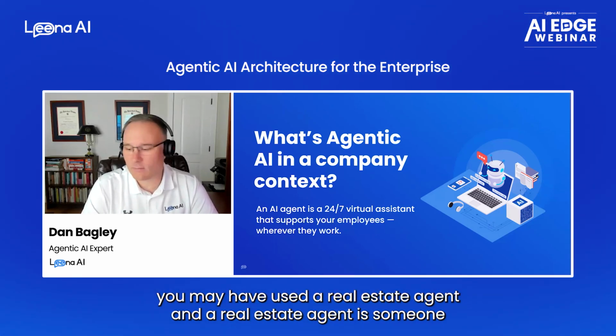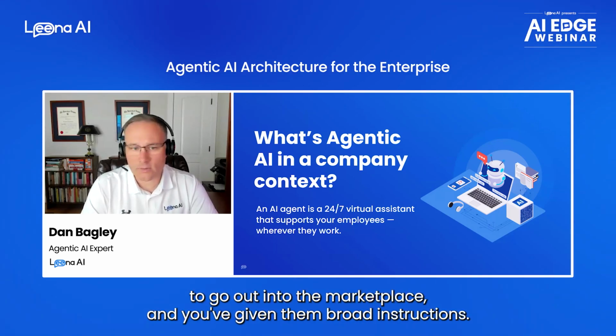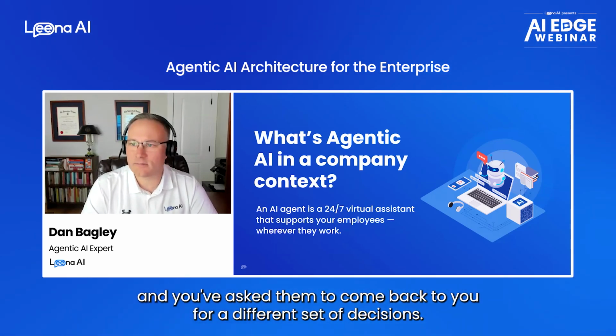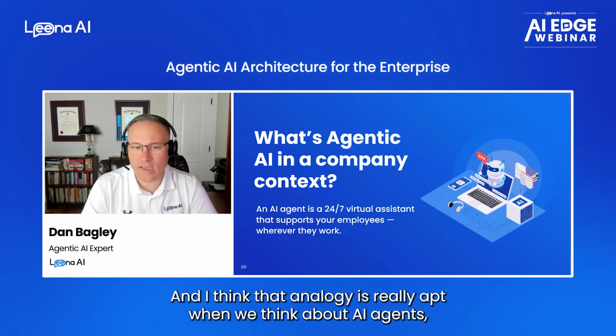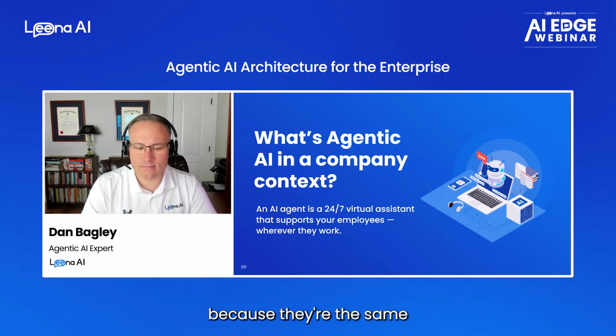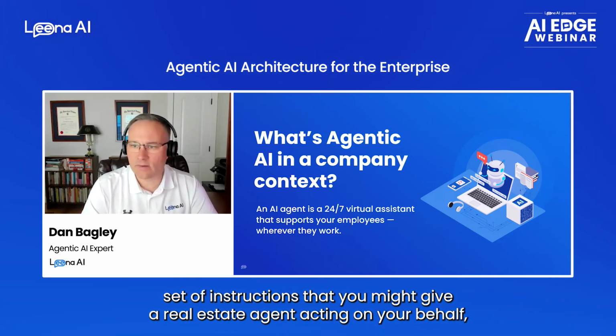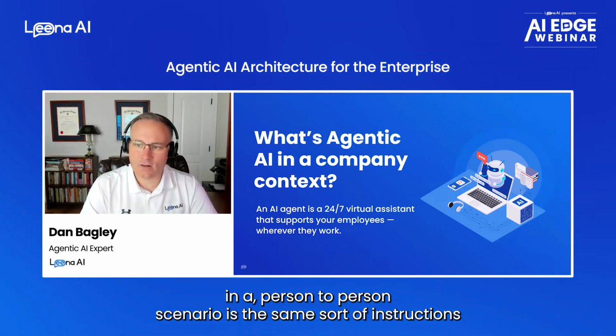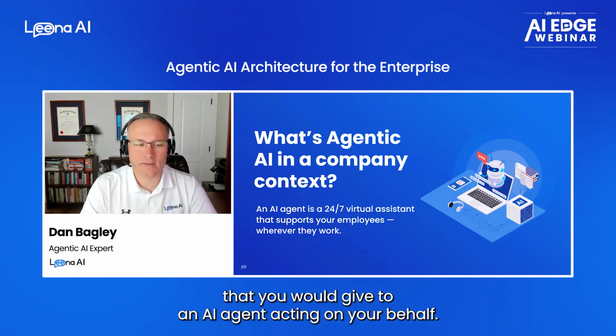And a real estate agent is someone who you have asked to go out into the marketplace, and you've given them broad instructions. You perhaps empowered them to make a certain category of decisions on your behalf, and you've asked them to come back to you for a different set of decisions. And I think that analogy is really apt when we think about AI agents, because the same set of instructions that you might give a real estate agent acting on your behalf in a person-to-person scenario is the same sort of instructions that you would give to an AI agent acting on your behalf.